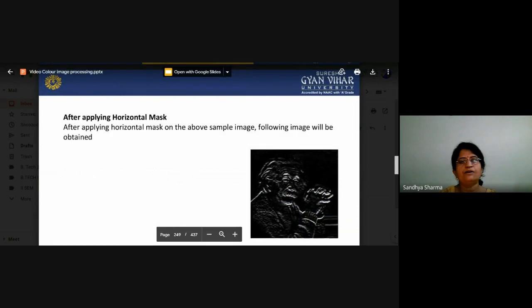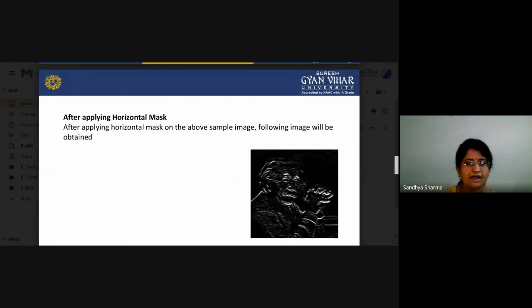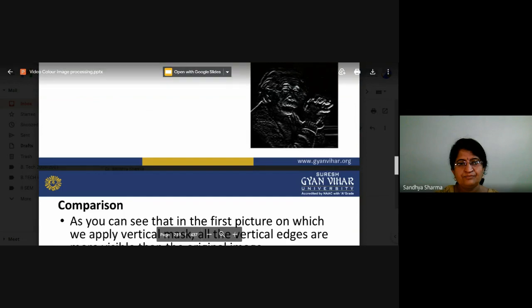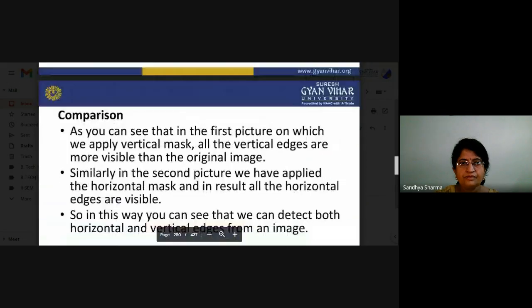After applying the horizontal mask, you can see, just compare. I am showing the two pictures one by one. When we apply the horizontal mask, all the horizontal edges come out, and when we apply the vertical mask, all our vertical edges come out clearly. By applying the horizontal mask on the above sample image, this image will be received, and this is the horizontal edge detection.